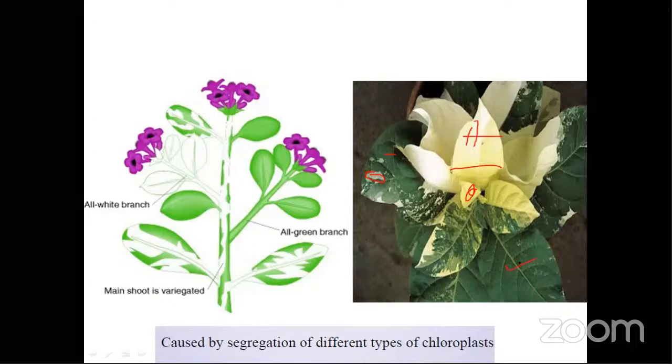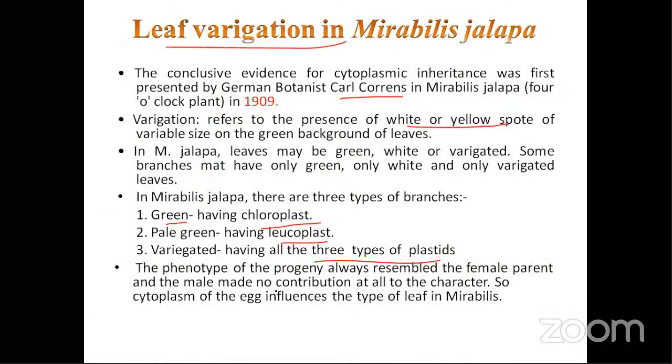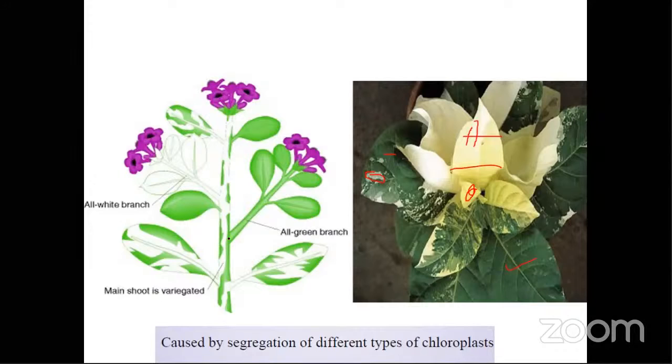So the phenotype of the progeny resembles the female parent. What is happening is, from a particular branch, whatever leaf bud originates, based on whatever plastid the branch originated from is having, your whole branch coloration will depend. Here it is completely green, so we may call it that the tissue is green and only chloroplast was present.